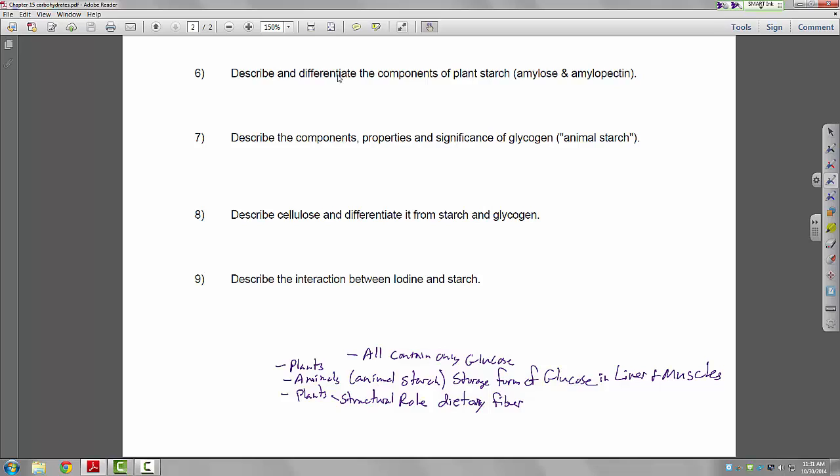Next, describe and differentiate the components of plant starch, amylose and amylopectin. Right, so before we said both plants, they can only contain glucose. Now, starch, right, only contains glucose, but amylose, maybe I should use blue for this.